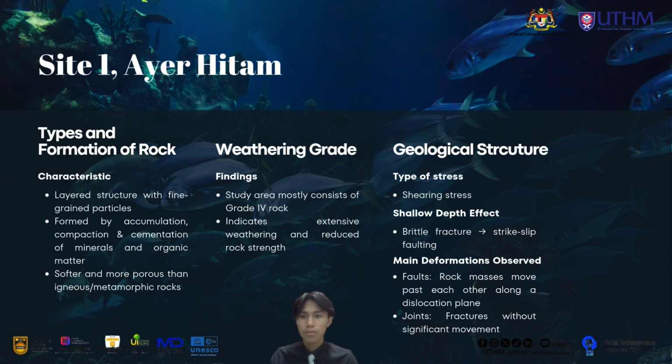Analysis and result for the site one, which is Air Hitam. First, types and formation of rock. The characteristic is a dark structure with fine grained particles and formed by accumulation, compaction, and cementation of minerals and organic matter. Next, weathering grades. Our study area mostly consists of grade 4 rock. And last one, geological structure. Our main deformation observed is faults and joints.